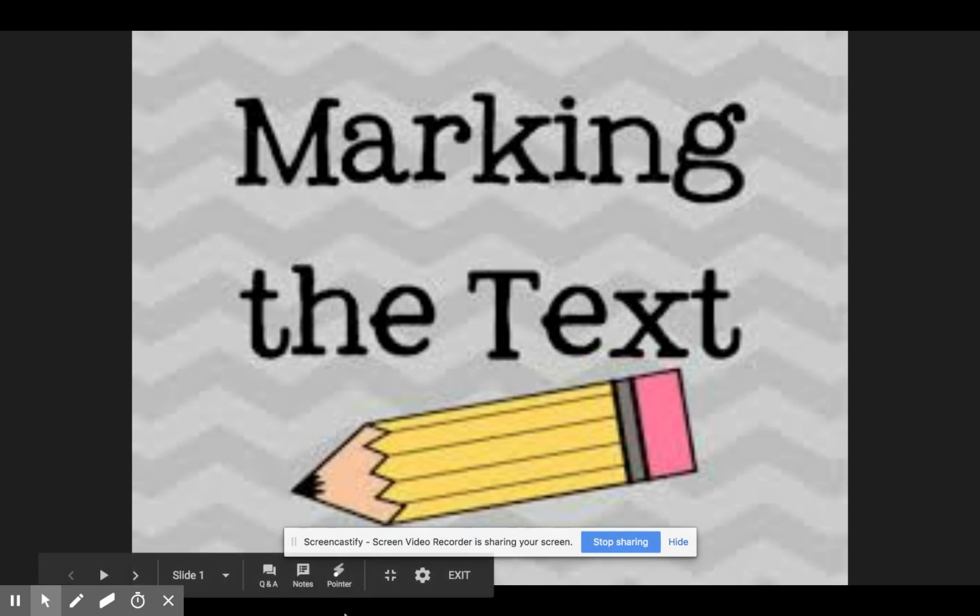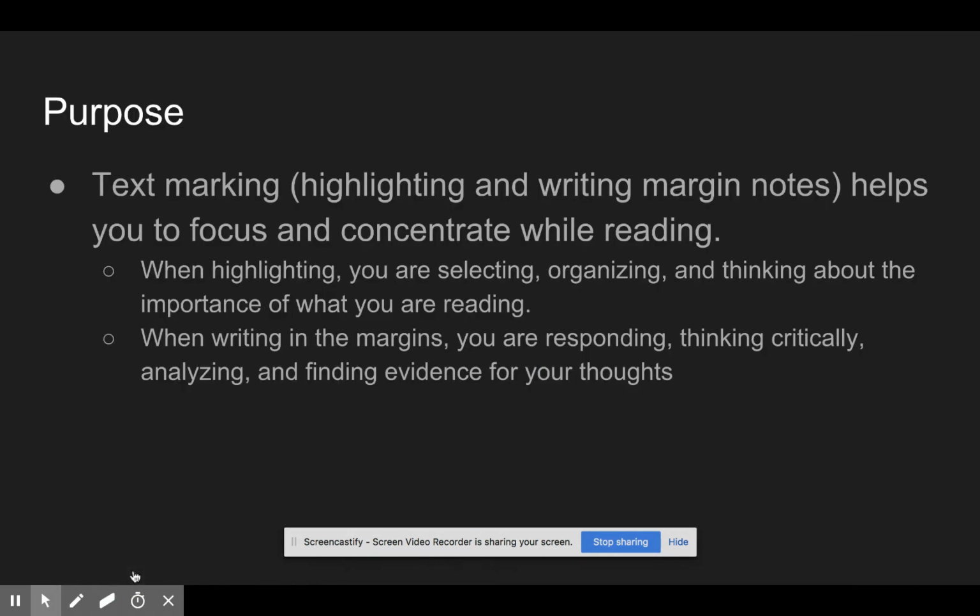So let's do it. Let's launch right into it. So the purpose of marking the text is to highlight and write margins and notes to help you focus and concentrate while reading. When highlighting, you're selecting, organizing, and thinking about the importance of what you are reading. When writing in the margins, what we call annotating in our case, you are responding, thinking critically, analyzing, and finding evidence for your thoughts.